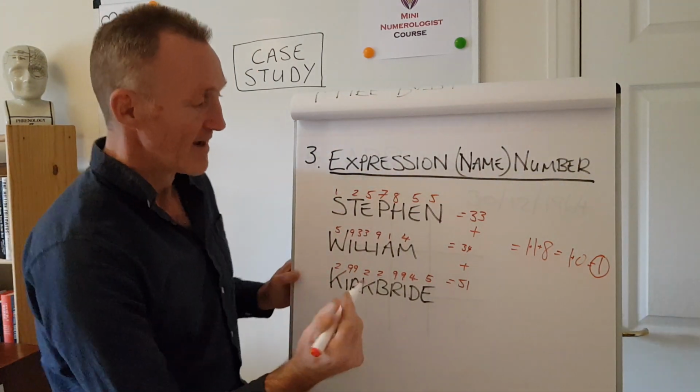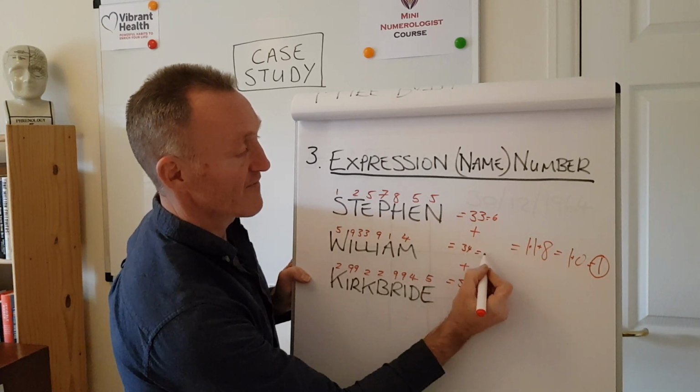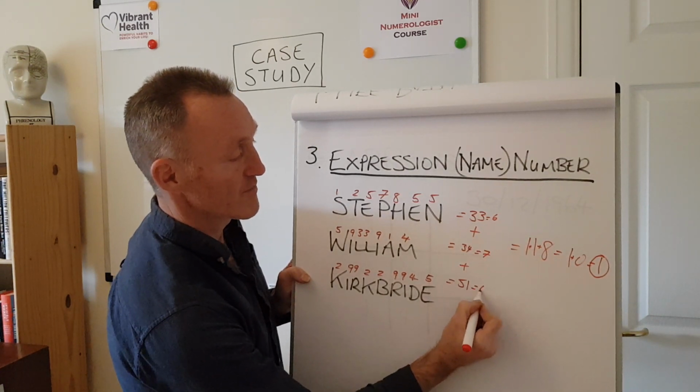That's his birth name. You can cross-check this. So we go 3 plus 3 equals 6. 3 plus 4 equals 7. 5 plus 1 equals 6.